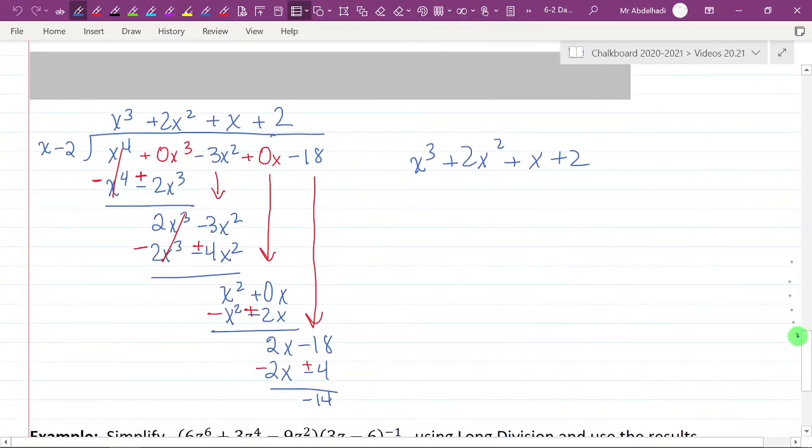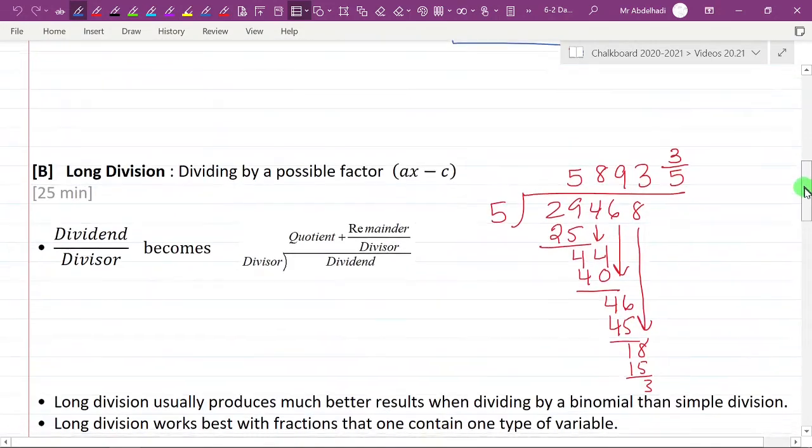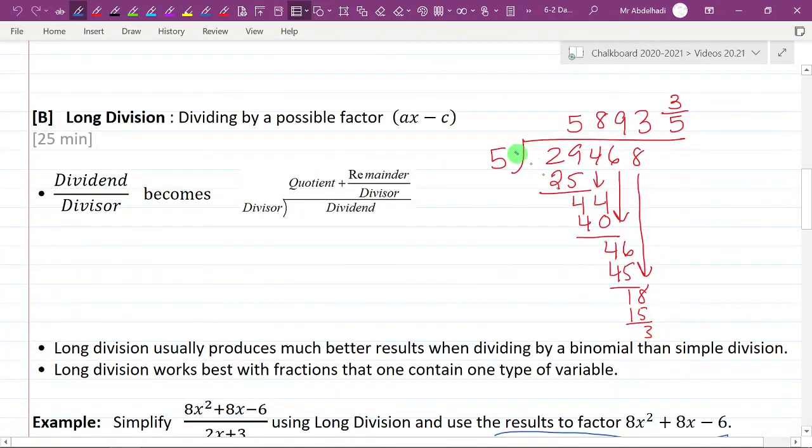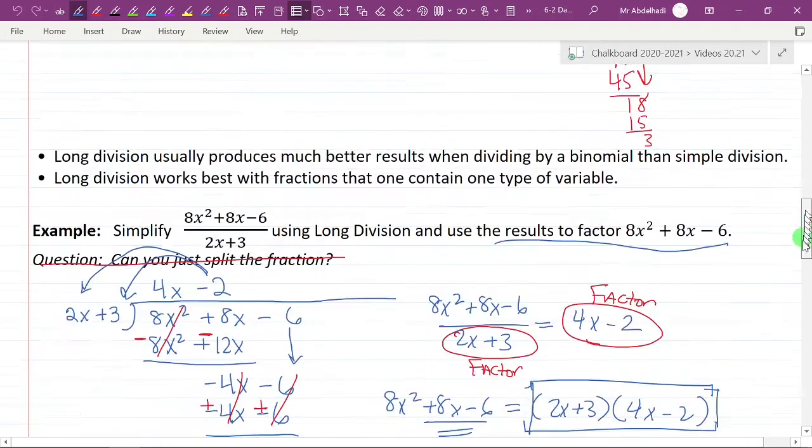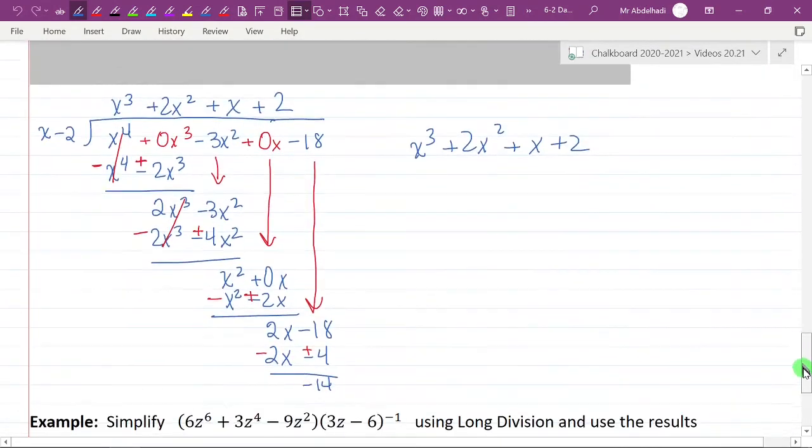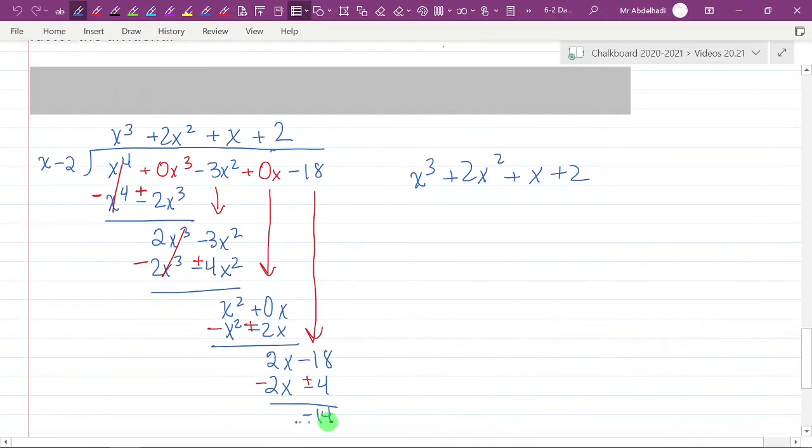Okay, if you remember with the long division example, we took the remainder and put it over the divisor to make a fraction, 3 over 5, and there it is, right? Well, here we're going to do the same thing. We're going to take that -14 and put it over the divisor x minus 2. So this becomes -14 over x minus 2, okay?